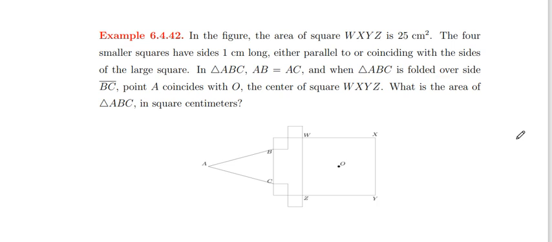Okay, so for this problem, it says the area of the square WXYZ is 25. So WXYZ is 25. So this means this side is 5. The 4 small squares have sides of 1, either parallel to or coincident with the side of the large square.